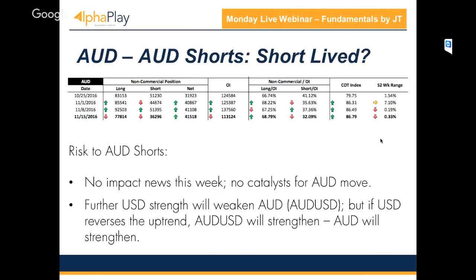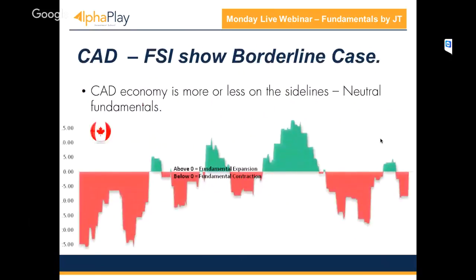So from the COT's point of view, Aussie has been strong for a while, and now it's actually moving towards a more bearish zone. So if you are looking to short Aussie, you can start looking for technical entries now. Finally, we have the Canadian dollar.